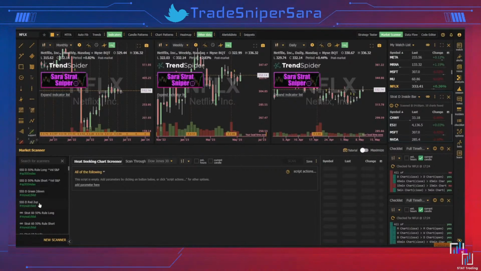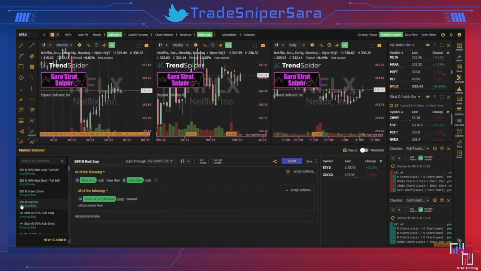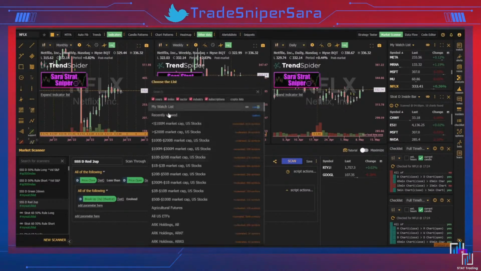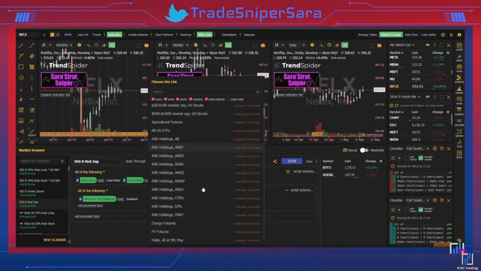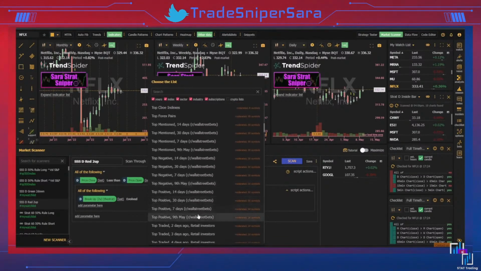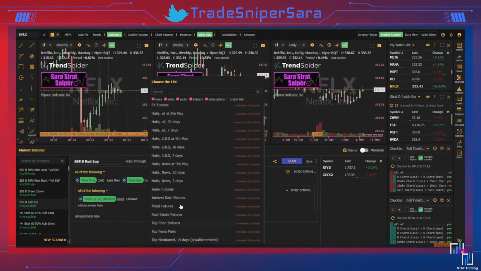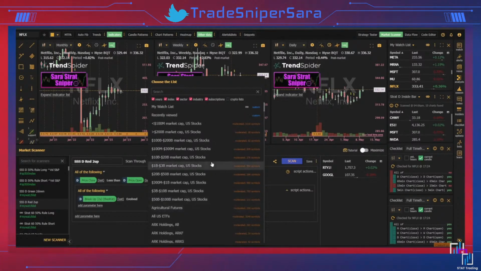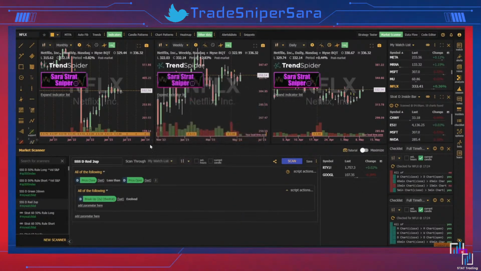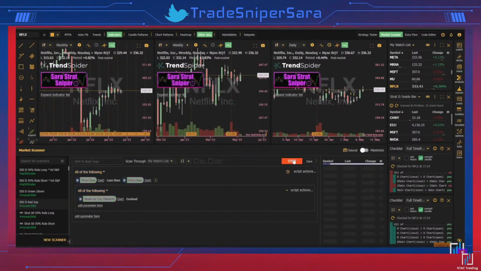So let's look at this. A Strat red 2 up on the day. And you can tell it what you want it to scan through. They have a whole bunch of different stuff. Too many things to scan through, in my opinion. As far as I know, you can only do one at a time. And I only look at my watch list. So I only scan my watch list, which you can see it says right there. And then you just hit scan.